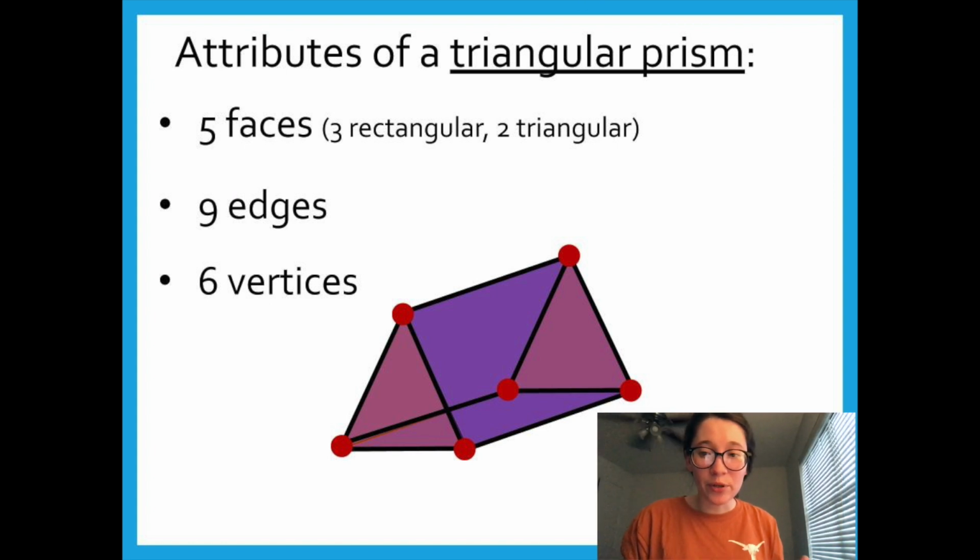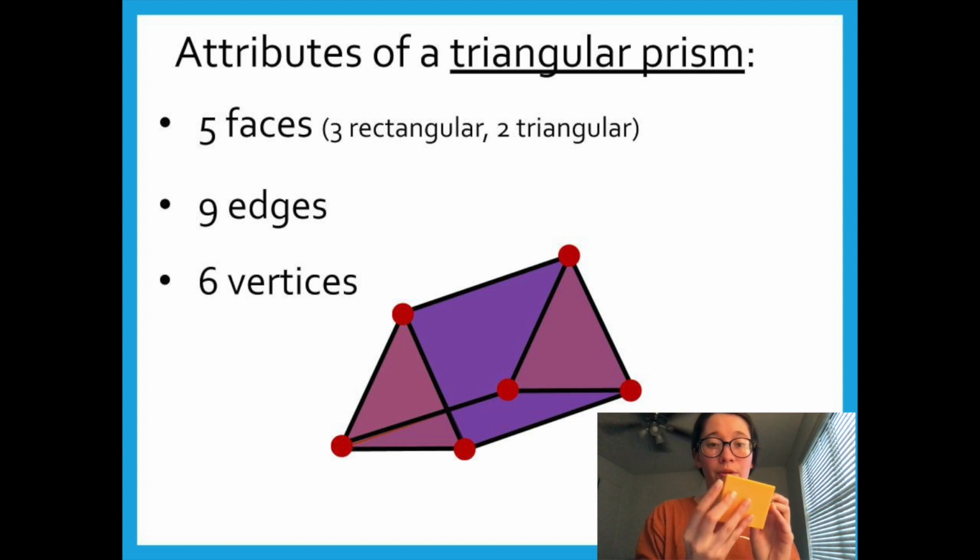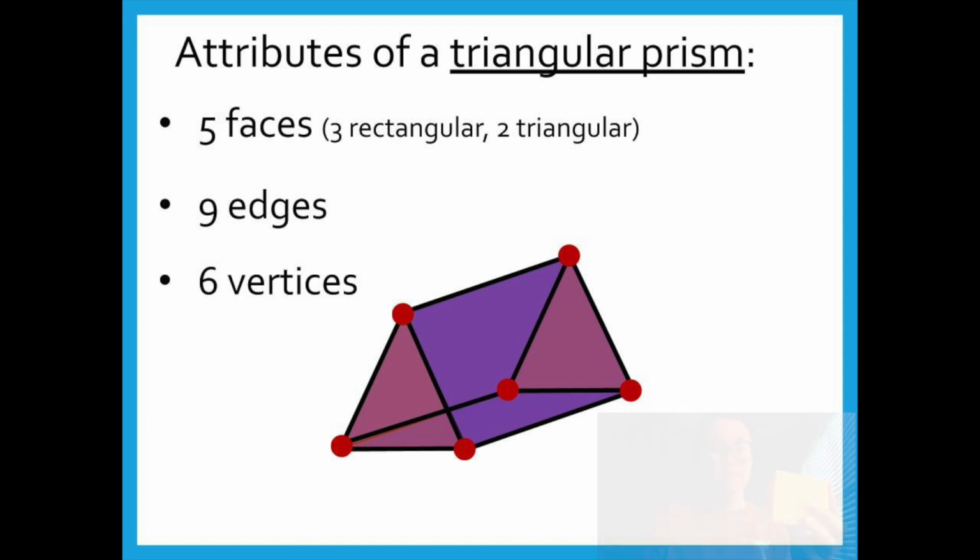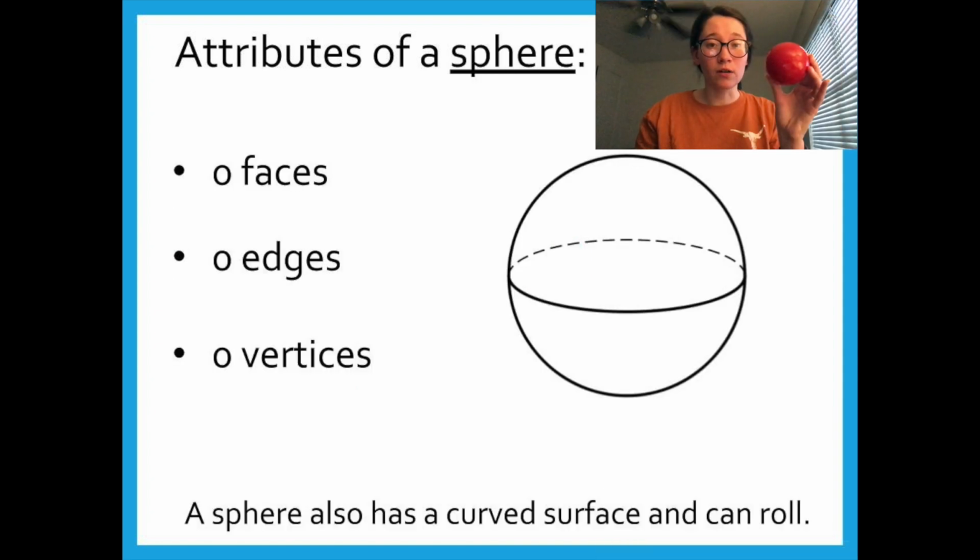The next 3D shape we're going to be looking at is the triangular prism. This shape has 5 faces, 3 of which are rectangular and 2 of which are triangular, 9 edges where the faces meet, and 6 vertices. Now remember, you need to look at the entire shape when identifying the attributes of a 3D shape.